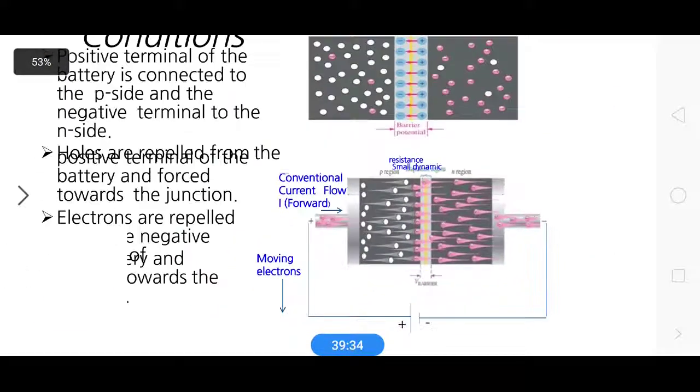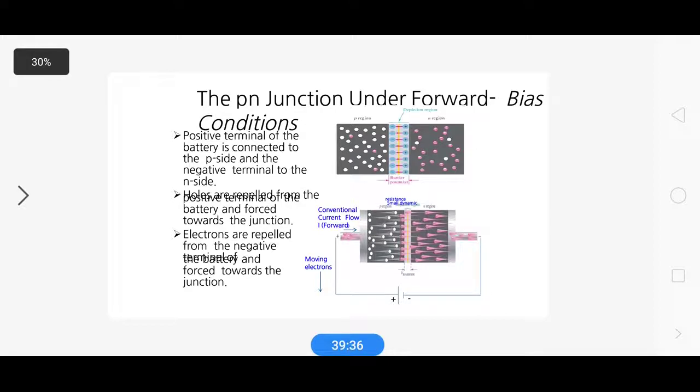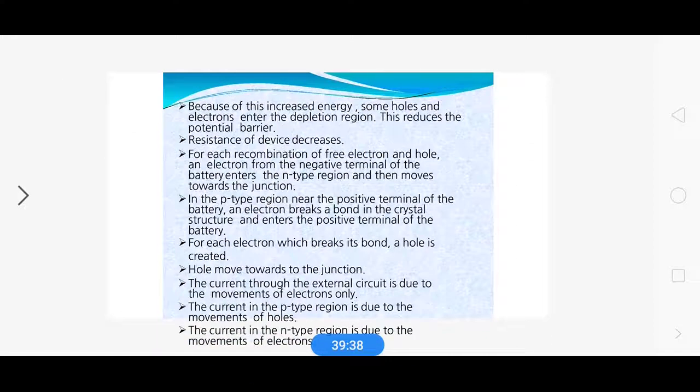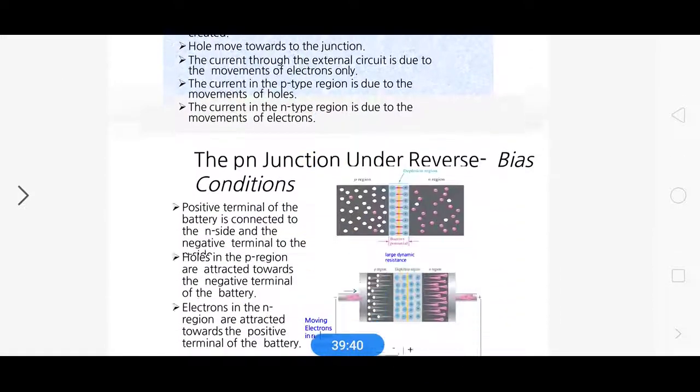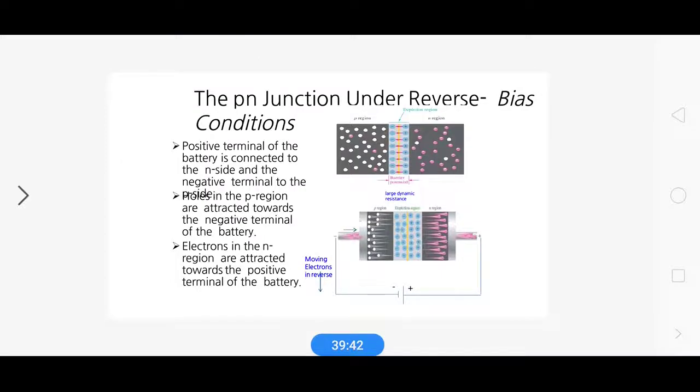Now we go for the reverse bias. So PN diode is connected in reverse bias. P region is connected to negative terminal of the battery and N region is connected to positive terminal of the battery. Then the holes in P region and electrons in the N region are attracted towards the battery terminals.